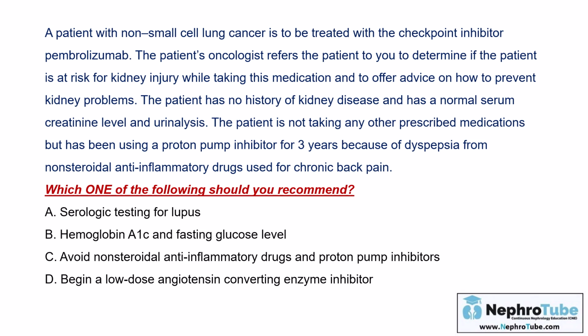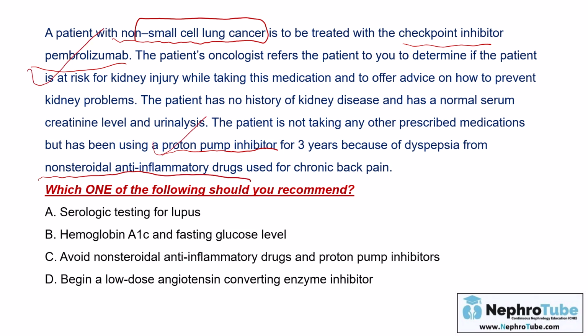Okay, this case is a patient with non-small cell lung cancer. He will be treated with a checkpoint inhibitor, and the oncologist asks you about the risk of kidney injury in this case. This case is also taking proton pump inhibitors and non-steroidal anti-inflammatory drugs. So this case is taking 3 drugs that cause acute interstitial nephritis.